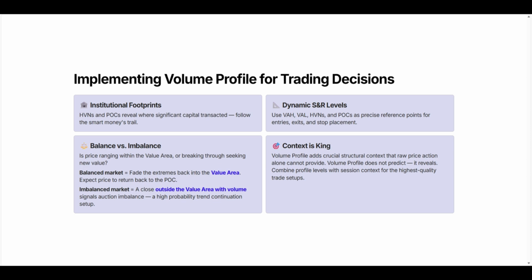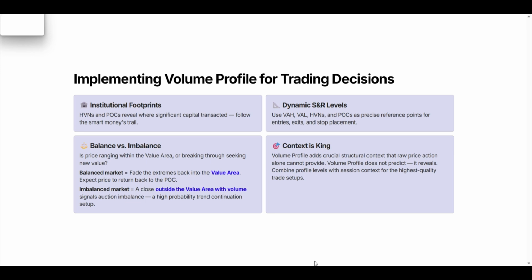In a balanced market, you want to fade the extremes back into the value area and expect price to return back to the point of control. In an imbalanced market, where price is closing outside the value area with a build-up in volume, expect high probability trend continuation setups. And lastly, remember, context is king.